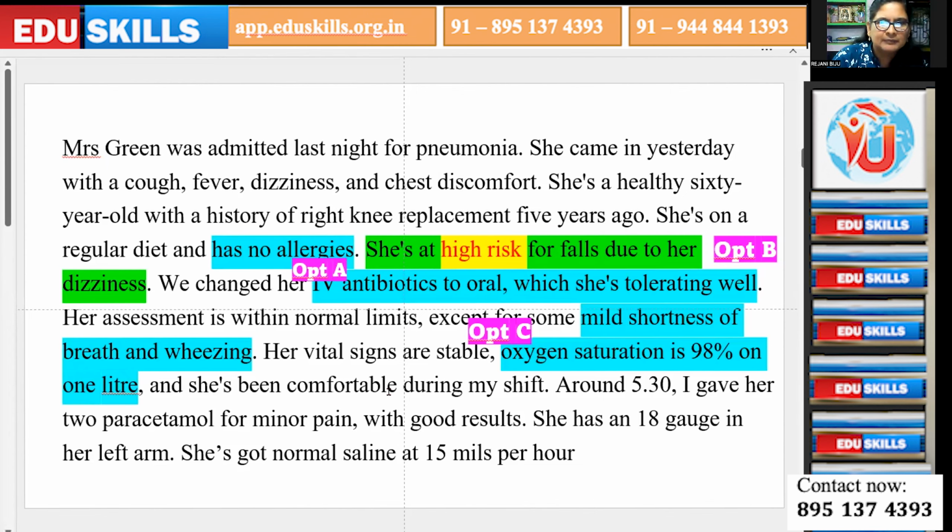Again, regarding the IV antibiotic allergy, it is option A. Here it is telling that the IV antibiotic she is tolerating well. So tolerating well is also showing that there is no allergy. And option C is mild shortness of breath and wheezing, and already oxygen saturation is 98%, 1 liter. What does 1 liter mean? Patient is already on oxygen 1 liter. So option C is also not a correct answer.